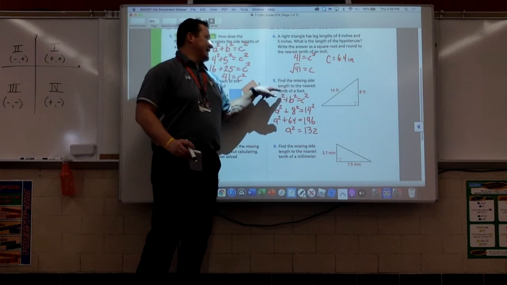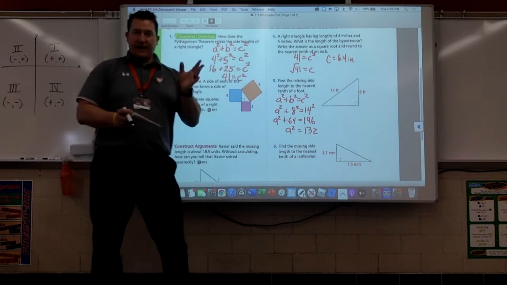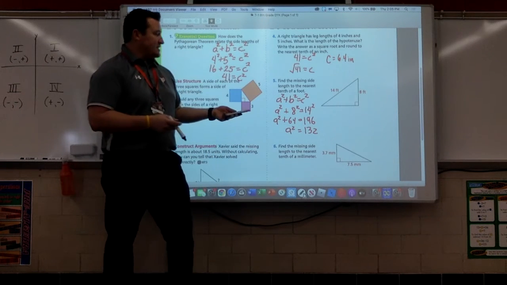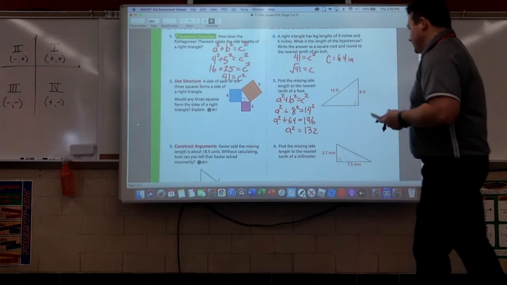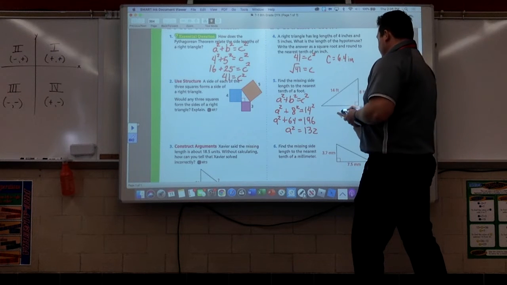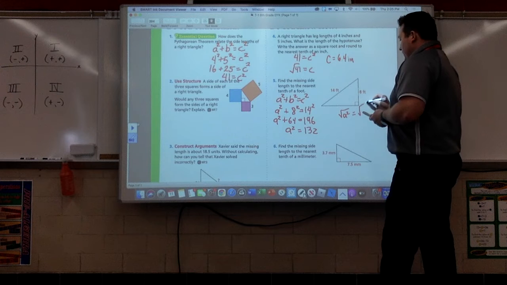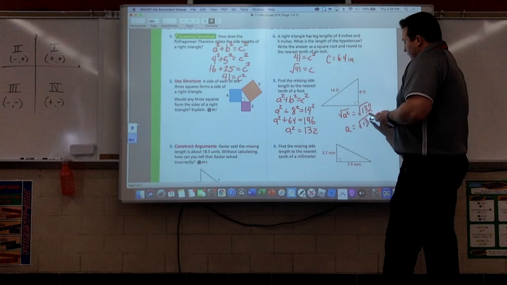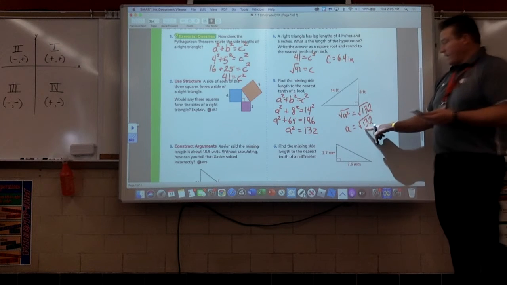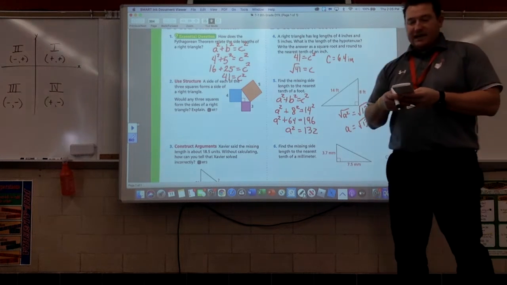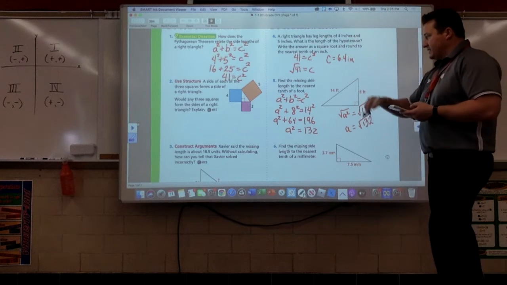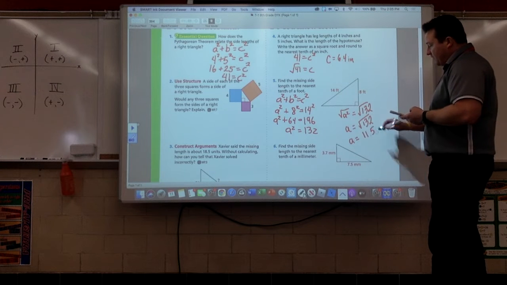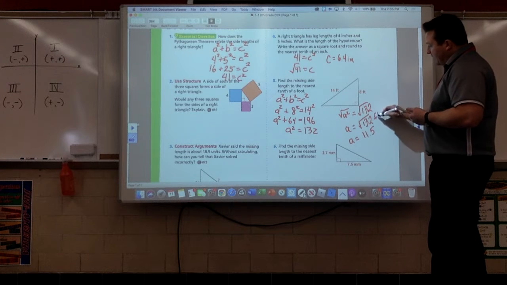Now it says find the missing length to the nearest tenth of a foot again. So we're getting close. Remember, once we make it this far, now we have to take the square root of each side. So we're going to take the square root of a squared, and we will take the square root of 132. And a will equal the square root of 132. If we type that into our handy calculator, to the nearest tenth of a foot, a is also equal to 11.5. Okay, and again, these are both in feet.